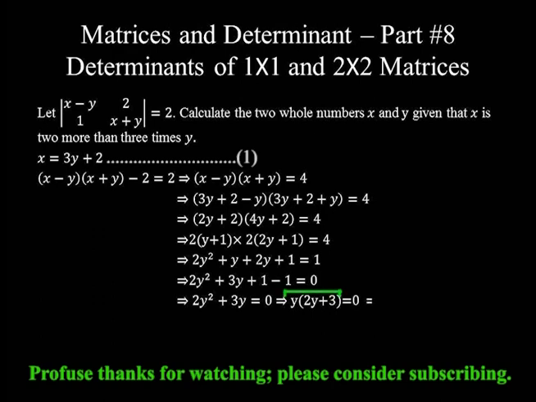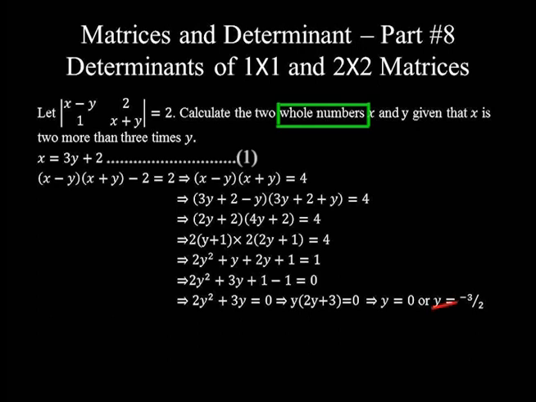This expression equal to 0 only when either y equal to 0 or 2y plus 3 equal to 0. Taking 3 to the right of equality and dividing by 2, we will find y equal to negative 3 over 2. As it is stated in the problem, both x and y are whole numbers. So y equal to negative 3 over 2 can't be a solution because negative 3 over 2 is not a whole number, rather it's a negative fraction. Thus y equal to 0 is the only value of y.